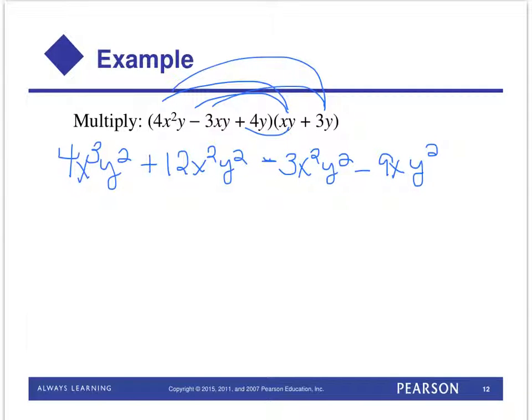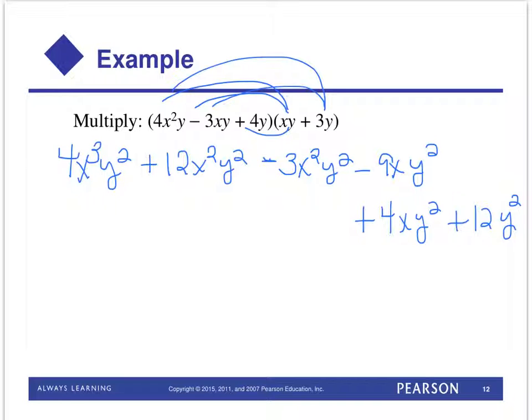I'm going to start here, give myself a little bit of room. So I'm going to get 4x y squared. I'm not lining these up, I'm just giving myself some room. Actually, they lined up pretty good, didn't they? And then a 4y times 3y is going to be a plus 12y squared.